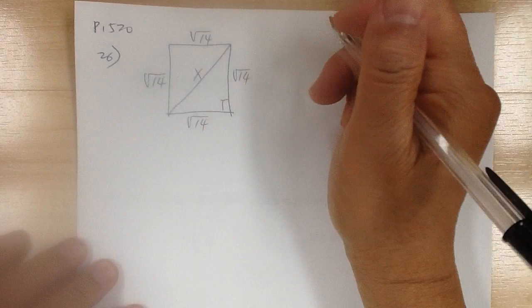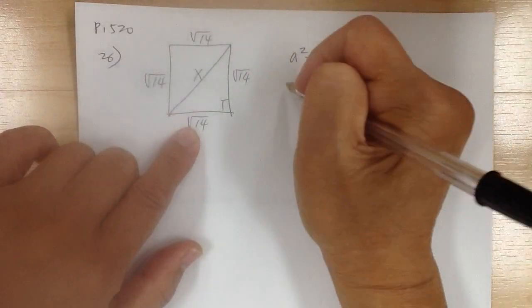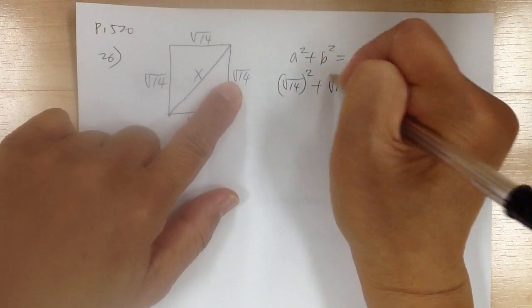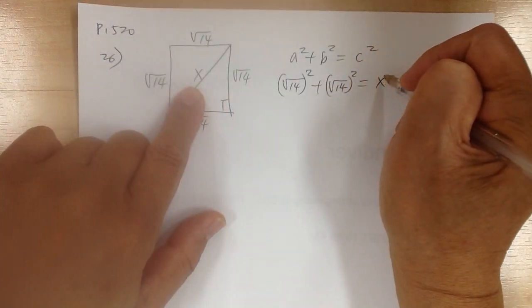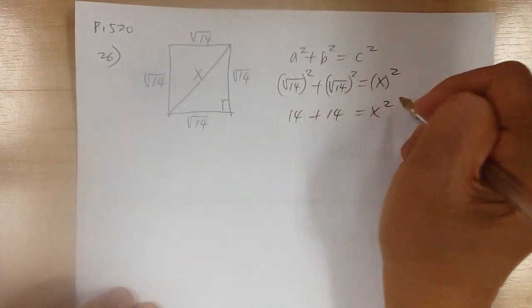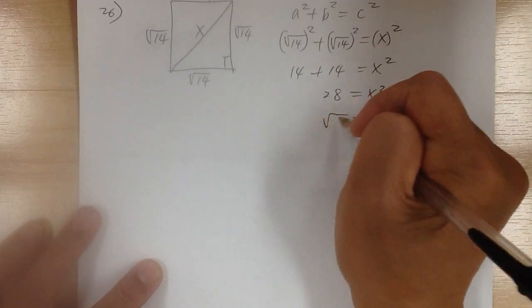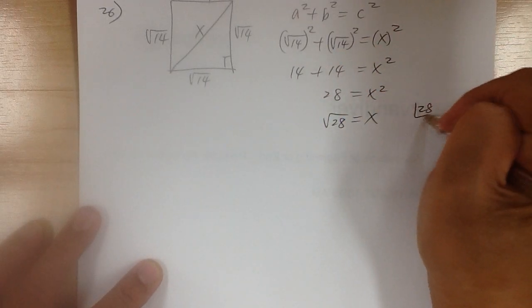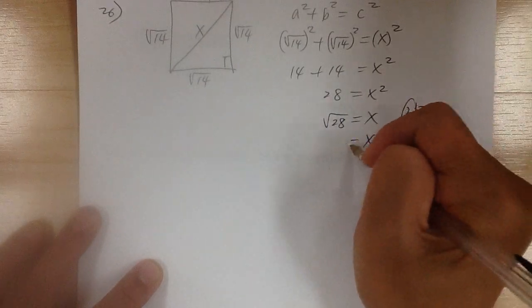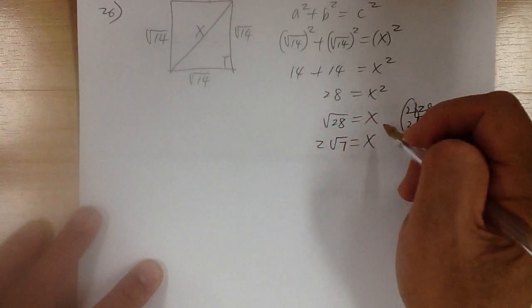So you can apply your Pythagorean theorem. So a squared plus b squared equal to c squared. So this one would be square root of 14 squared, that's your a, plus the b squared equal to the x squared. So we work it out. You got 14 plus 14 equal to x squared. So you got 28 equal to x squared. Take the square root, so x equal to square root of 28. And you go off to the side to simplify. So this comes out, right? So x will equal 2 square root of 7. And the label would be meters.